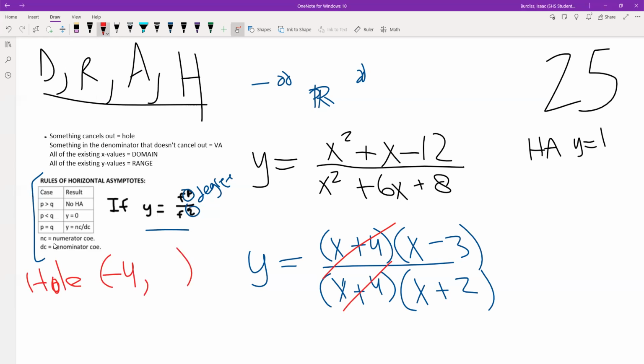But we don't know the y-coordinate, so we have to plug it in. And what we always have to do when we're plugging it in is we plug it into the simplified thing. Don't plug it in there, just plug it into this, what we have left. So that would be -4 minus 3 is -7, divided by -4 plus 2, -2. So it would be -7 divided by -2, that's just 7/2. So that's where our hole is.